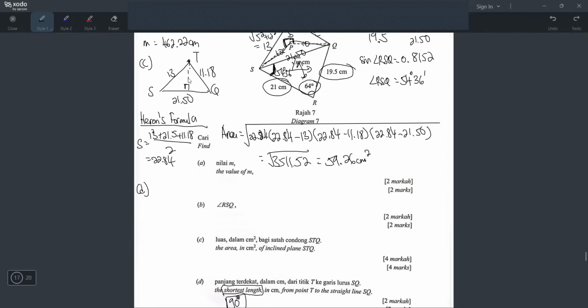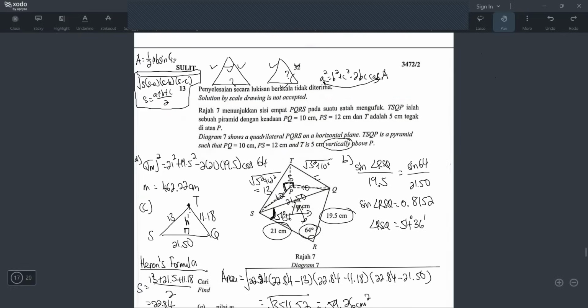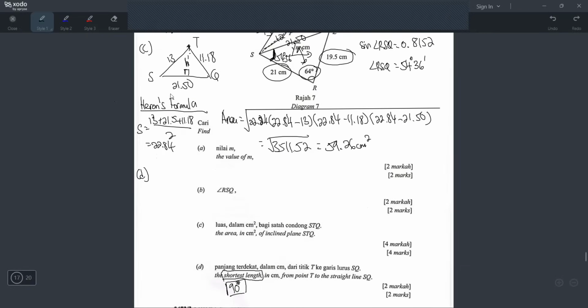So what you're finding now is this height, this distance, right? And how to find this distance? By using area, but not this formula, not the Heron's formula, not this 1/2 AB sin C formula. You will use the 1/2 times base times height formula. 1/2 times base times height. Because this formula is the formula to find area of triangle.